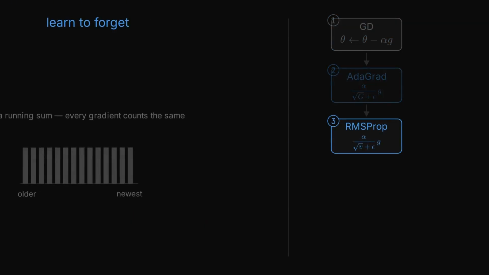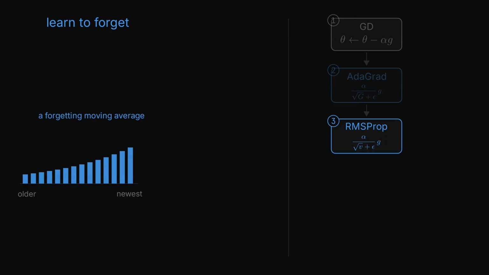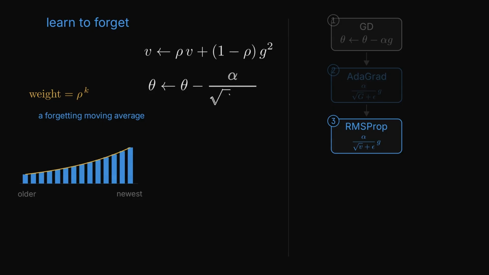Then RMSProp swaps the running sum for a forgetting moving average, an exponentially weighted moving average. V becomes rho times V plus 1 minus rho times g squared. Then theta is updated to theta minus alpha over the square root of V plus epsilon times g. Remember only recent gradient size, typically with rho equal to 0.9.